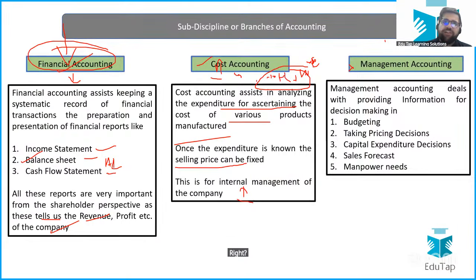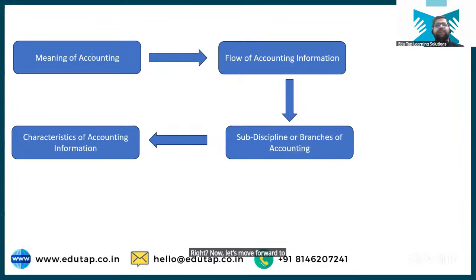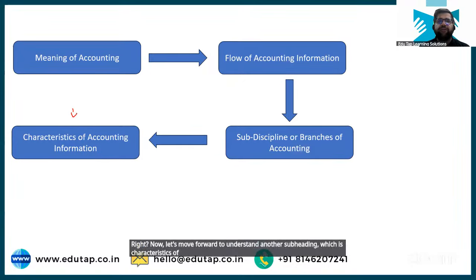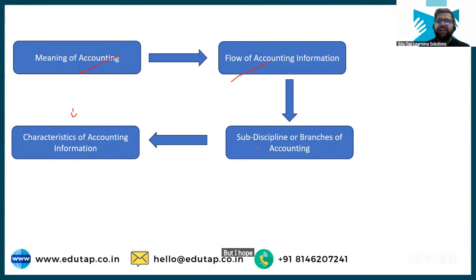Right? Now let's move forward to understand another subheading, which is characteristics of accounting information. But I hope the first three headings are very much clear to you. All of you, please let me know in the chat. Clear? All of you, clear everybody? On YouTube, all my students who are listening to me. Moving ahead to characteristics of accounting information.